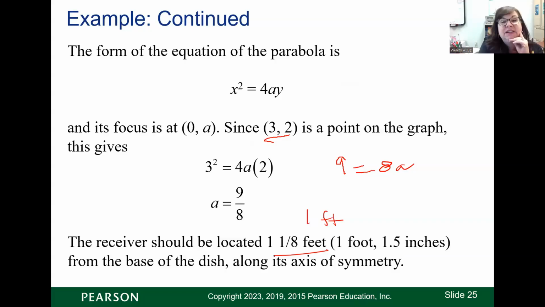1 is to 8 as x is to 12. This is 12 divided by 8, which is 1.5 inches. That's how they got that. So 1 foot, 1.5 inches.